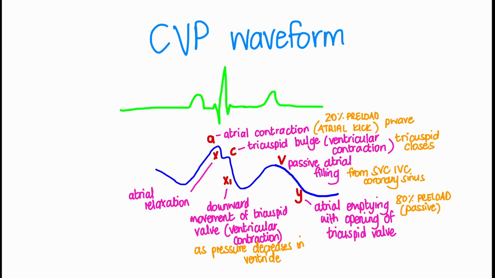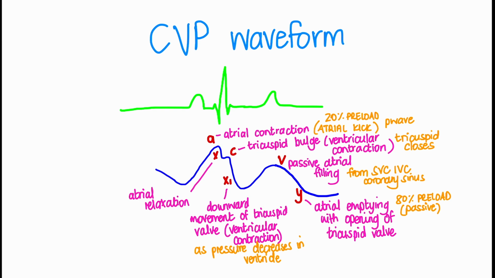Our troughs, the first one is X, where we have atrial relaxation, and it is divided by the tricuspid valve closing. We then have X1, where our ventricles start contracting, and because the pressure is becoming so low in the ventricles, it pulls the tricuspid valve a little bit towards itself, and the pressure goes down very steeply in the atria, and you get X1.